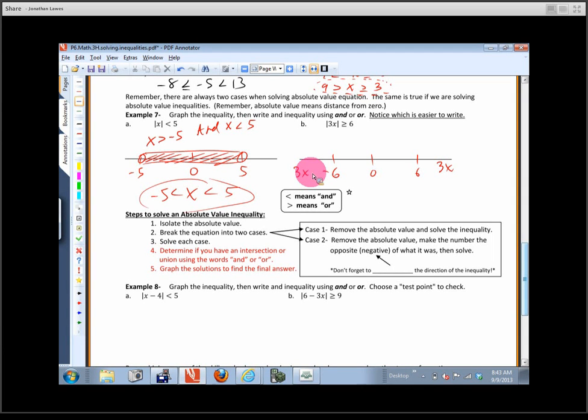So the way I could solve that is I could remove the absolute value, and I'm talking about 3x being greater than 6 on this side of +6, or I'm talking about 3x, what is it compared to -6? Less than. Okay, and notice how when we introduce the negative, we switch the direction of the inequality. So that means the answers are over here, or they're over here. Okay?